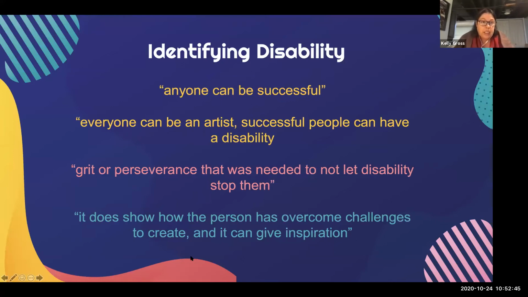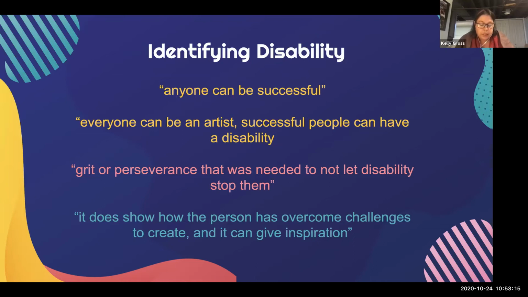Are there teachers' positive attitudes regarding the ability of people with disabilities in visual arts? Comments in this category most commonly featured the words everyone, anyone, success, achievement, perseverance, and overcome. Many comments contain the words everyone, anyone, and success achieved together, including anyone can be successful, and everyone can be an artist. Successful people can have a disability.